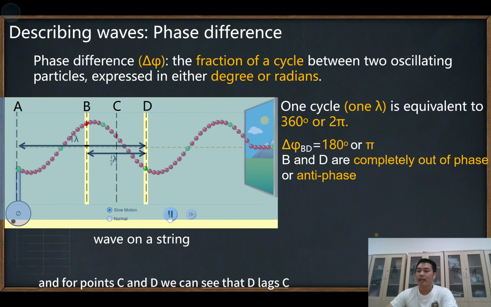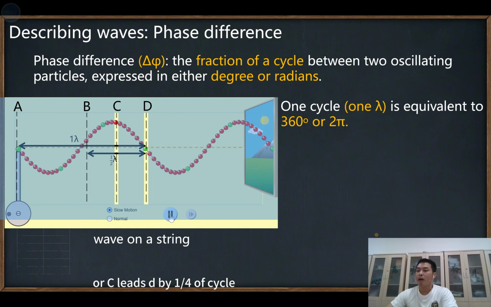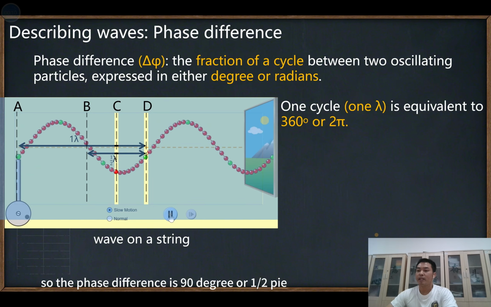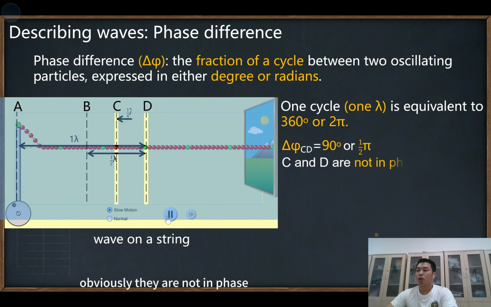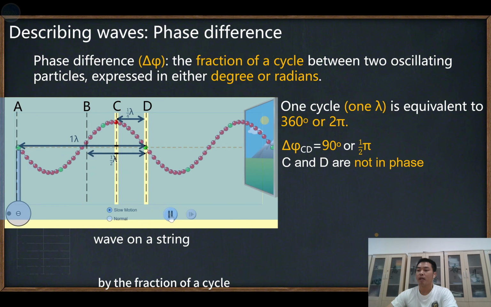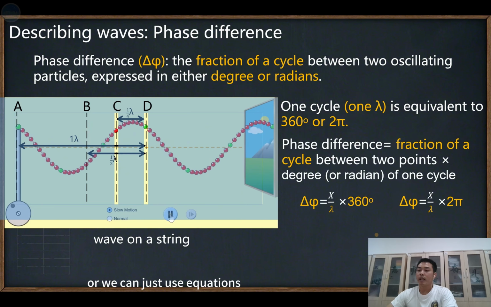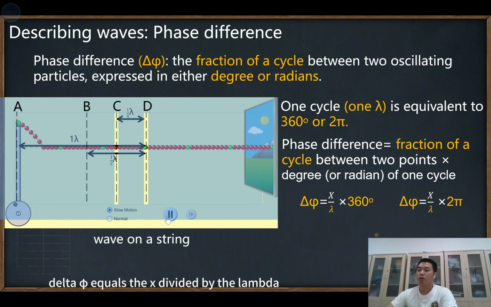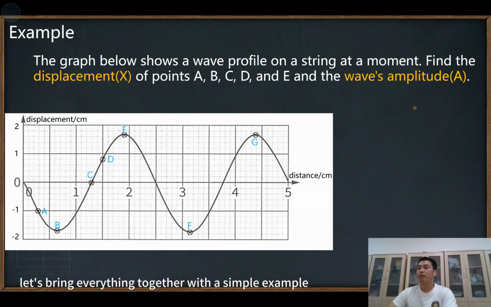And for points C and D, we can say that D lags C, or C leads D, by a quarter of a cycle, so the phase difference is 90 degrees or 1/2 pi. Obviously, they are not in phase. So phase difference can be calculated by the fraction of a cycle times the degree of one cycle. Or we can just use the equation delta phi equals delta x divided by lambda times 360 degrees or 2 pi. Let's bring everything together with a simple example.